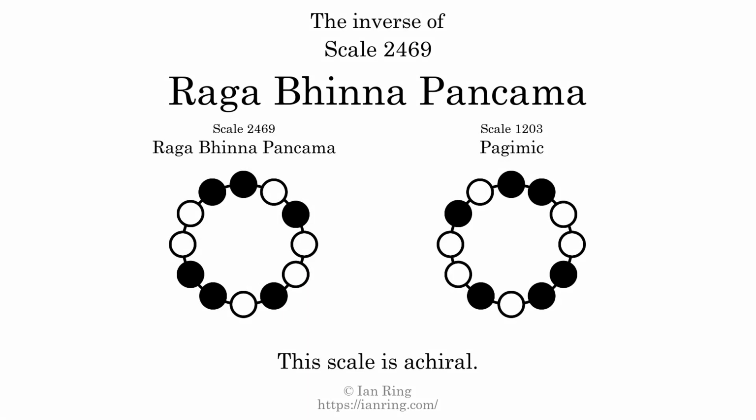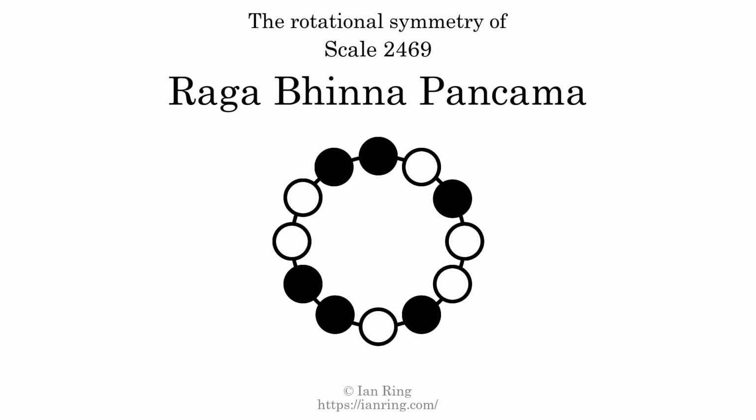The inverse of a scale is a mirror image. It is what you get when the sequence of intervals is reversed. The inverse of this scale is scale 1203, also known as pagimic. This scale is achiral, since it can transform into its own reflection by a rotational transformation. This scale has no rotational symmetry.